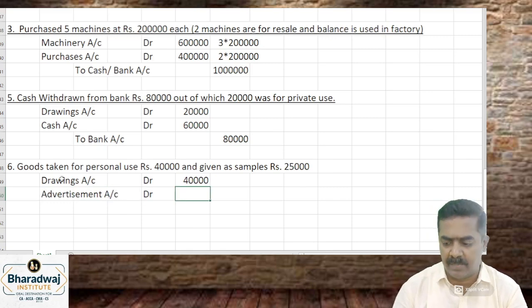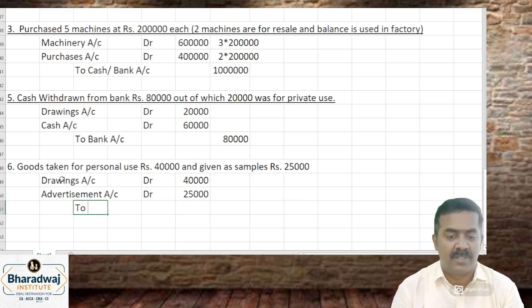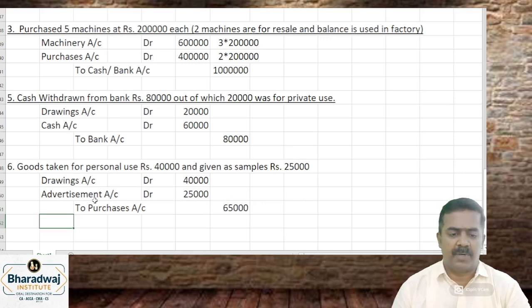Advertisement account debit, how much? 25,000. Is it cash or goods? Goods. Whenever we purchase goods, it is recorded in which account? Purchases account. So purchases will be adjusted for the same.